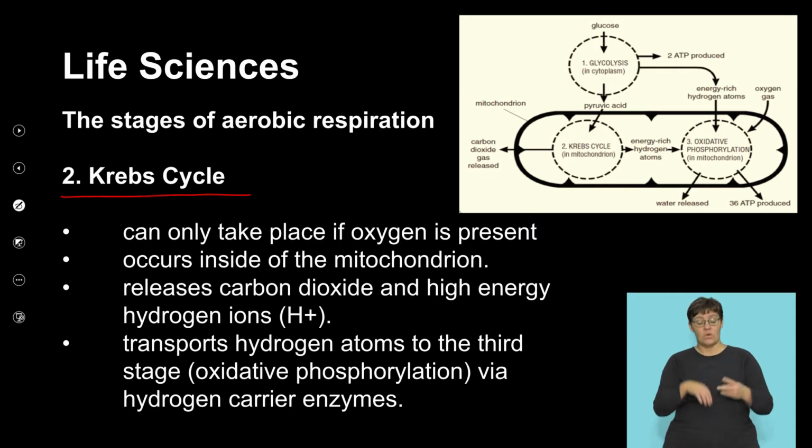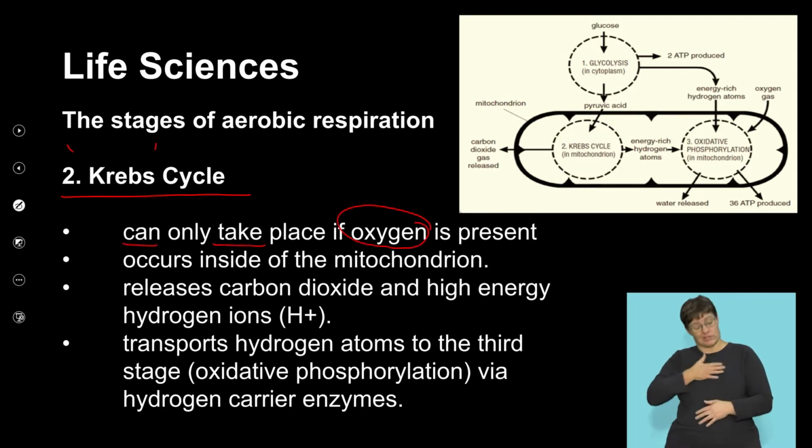The second stage is called the Krebs cycle. This can only take place if oxygen is present. So we know that oxygen is required for respiration. That oxygen is required in the second stage, which we refer to as the Krebs cycle. So now we see the importance of oxygen coming into play.